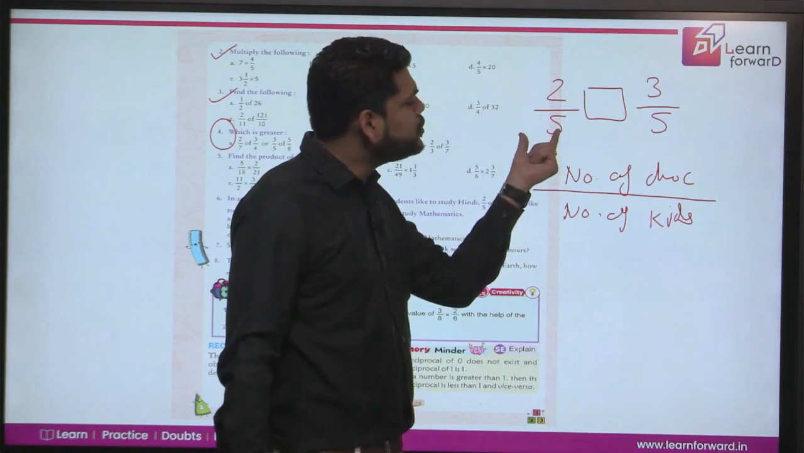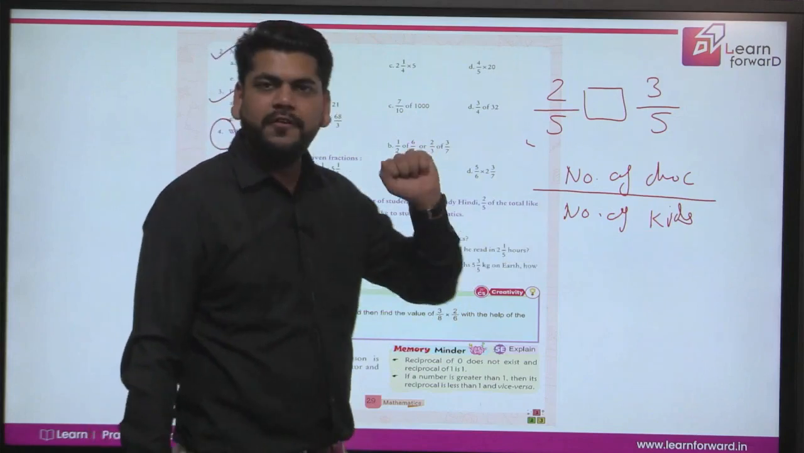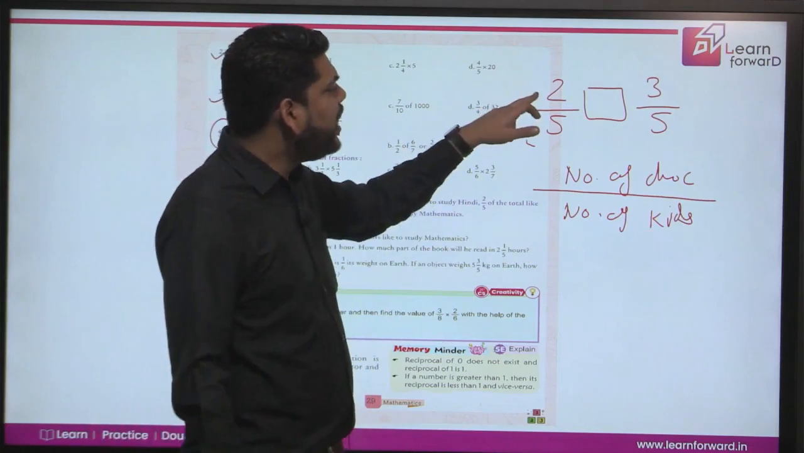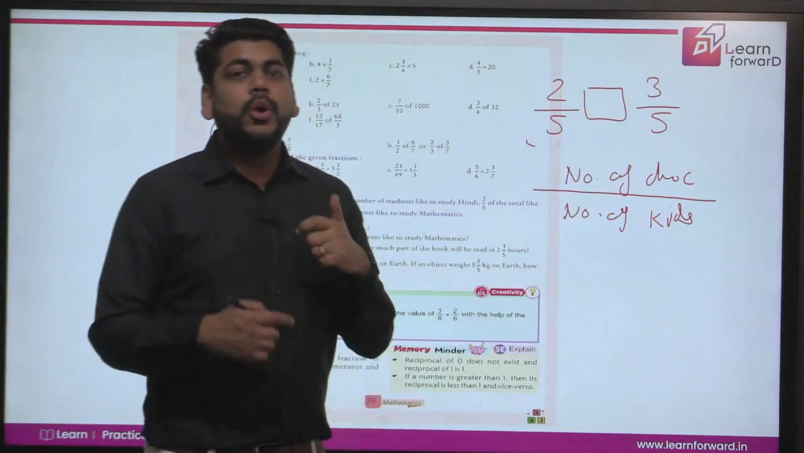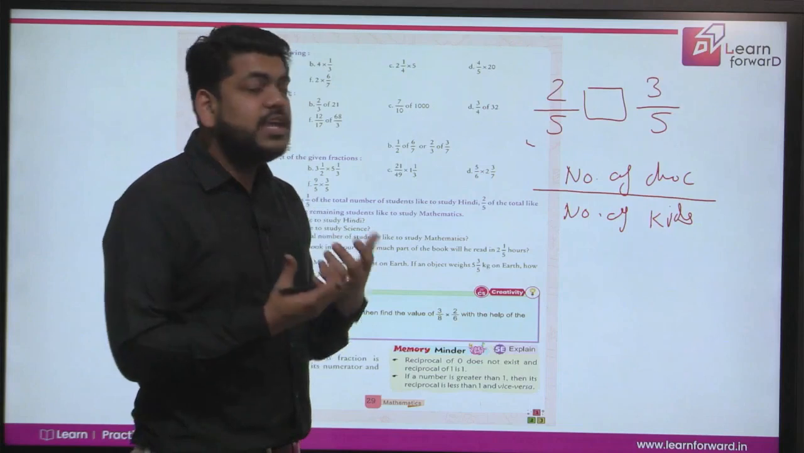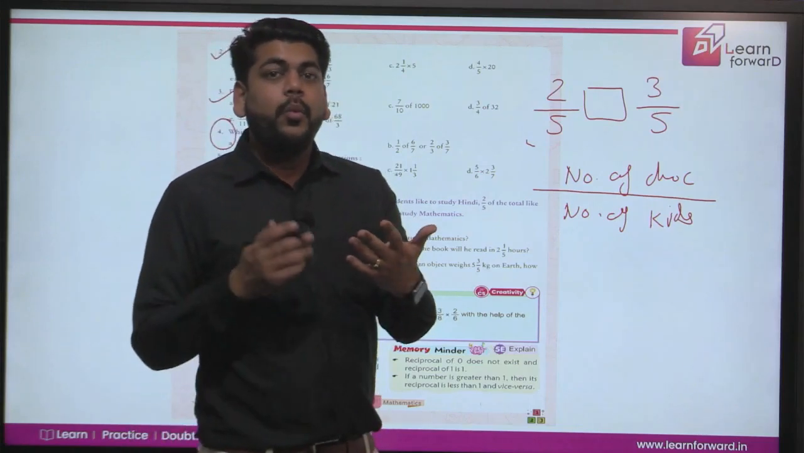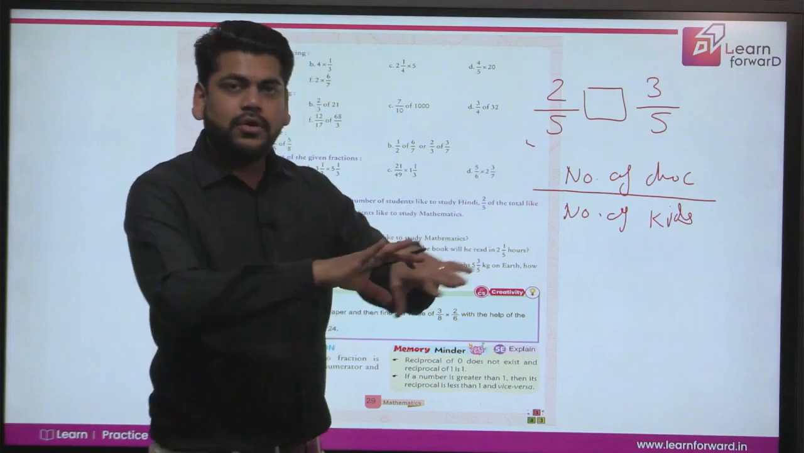Now let us suppose in both the cases, how many kids are there? 5. Here we have only 2 chocolates. Here we have 3 chocolates. So in which case, if I distribute chocolates equally among 5 kids, will you get more chocolates? 5 students are there.